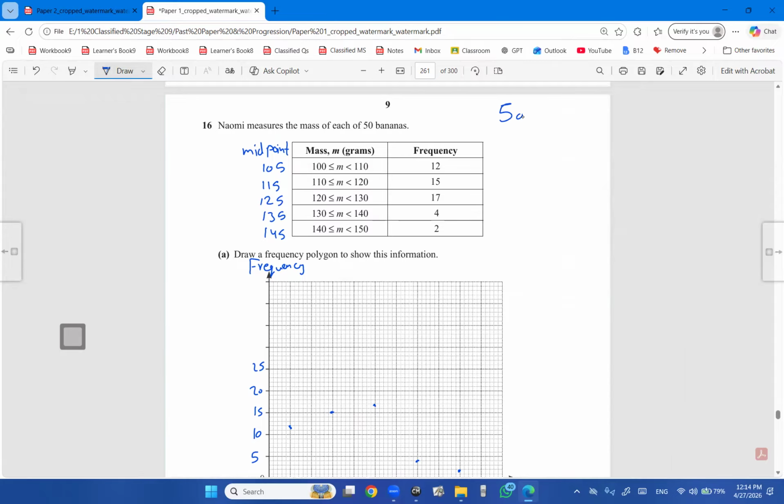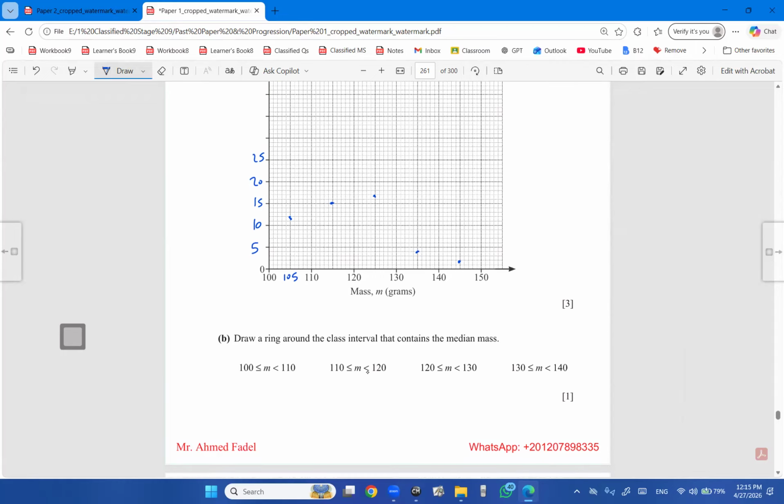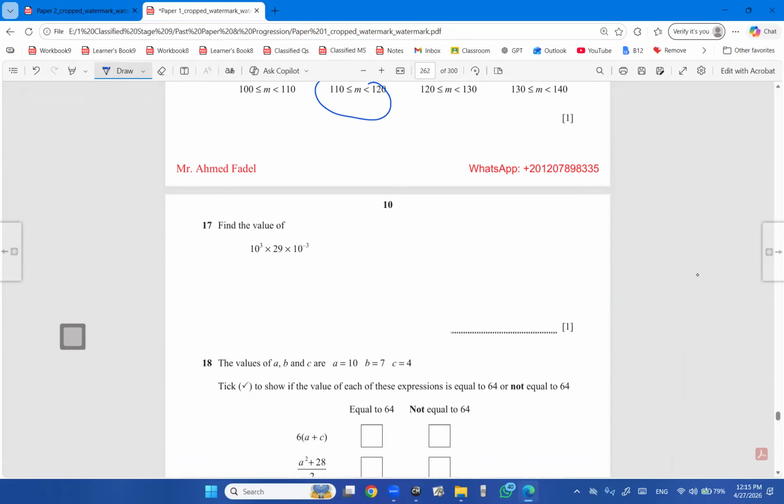So we agreed we do 50 plus 1 divided by 2, which gives 51 over 2, which is 25.5, right? Then I check the frequency. Here, 12. Have you passed or reached 25.5? Nope, I haven't. Then you add 12 and 15, which gives you 27. Have you passed or reached 25.5? Yes, I've passed it. So the median is here. This is the class interval where the median is: 110, 120.